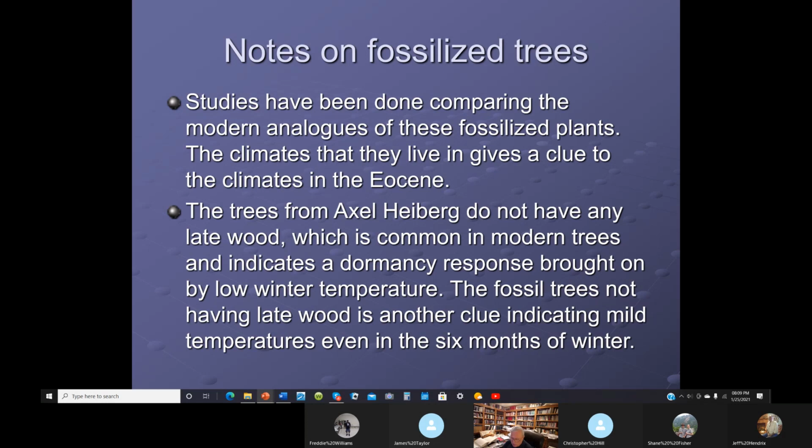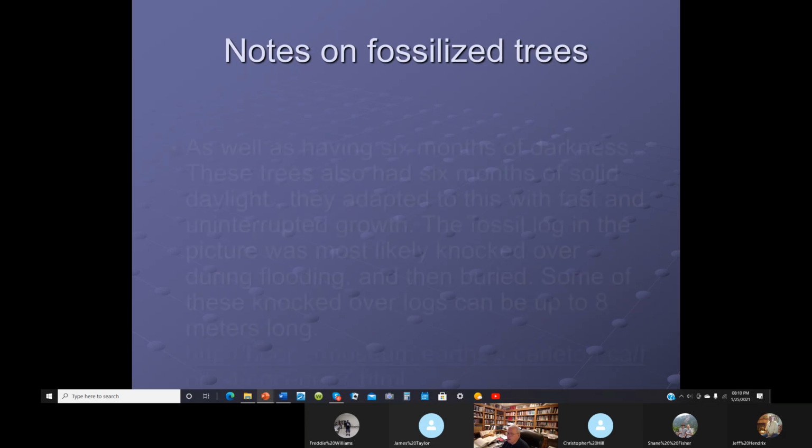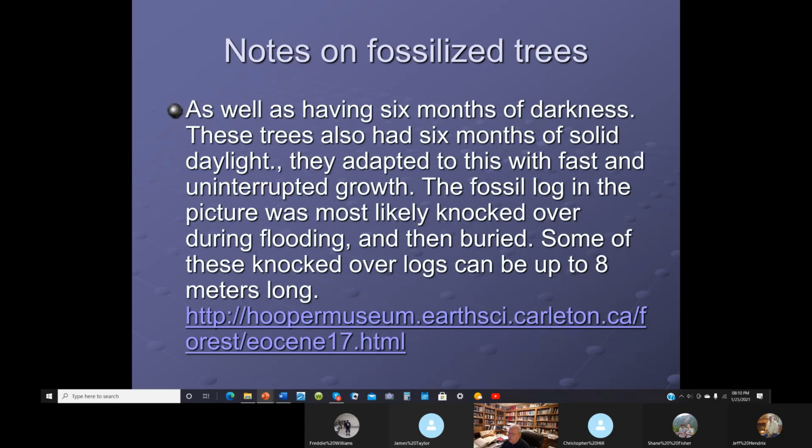It gets cold in the winter and the trees become dormant. So the growth is cyclic. It cycles every year due to the change in temperature. But we don't have this here. So we have a situation that's entirely different. We don't have the cycles that our trees have now, particularly in the colder regions of the earth. As well as having 6 months of darkness, that's what they claim on this website. These trees also had 6 months of solid daylight, and they claim they adapted to this with fast uninterrupted growth.